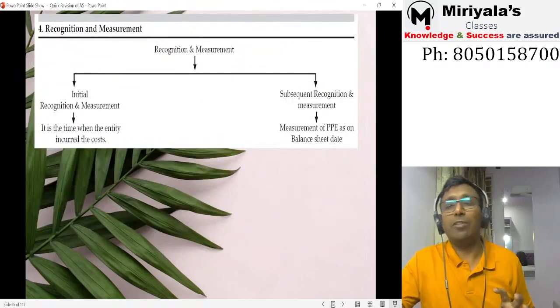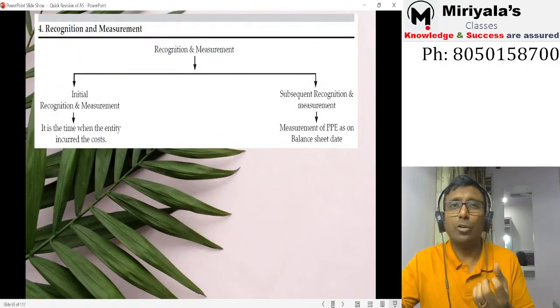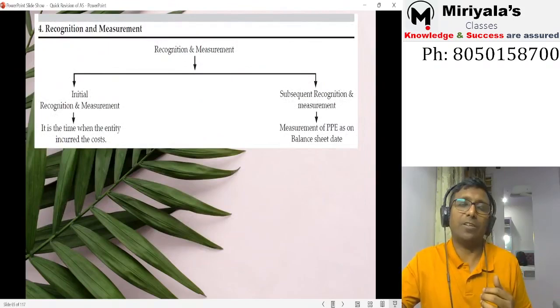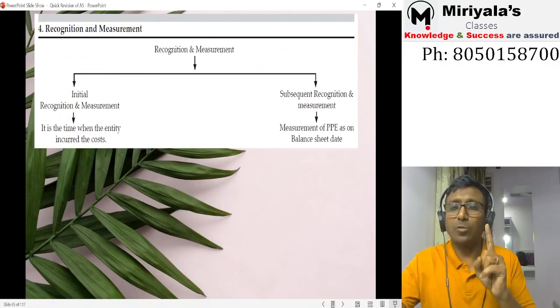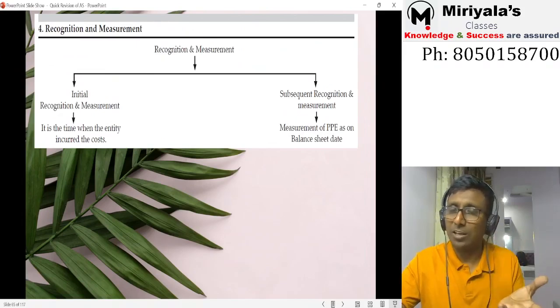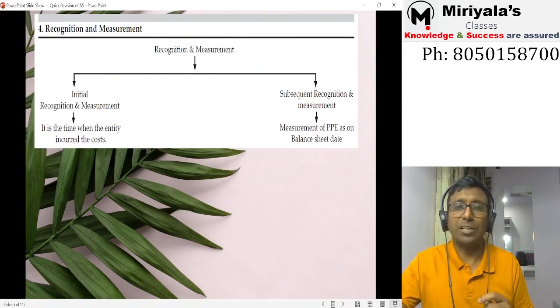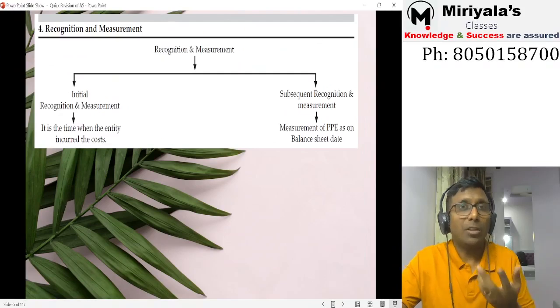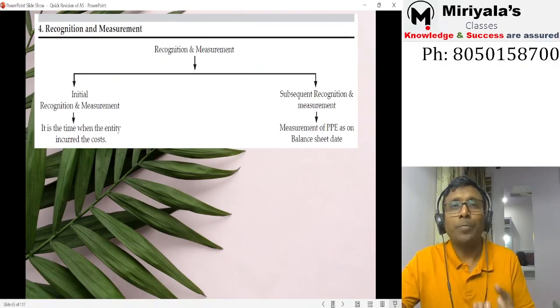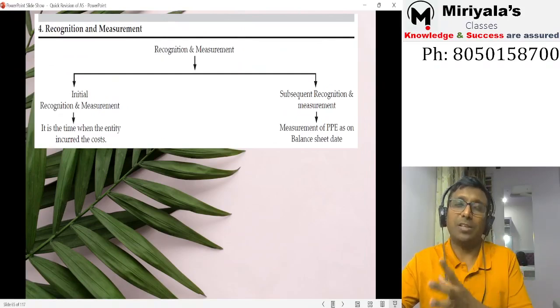Sir, PPE, when do you recognize it? Recognition basically has two conditions. First, it should satisfy the property, plant and equipment definition. Next, the two conditions of an asset, as we discussed: there should be a probable future economic benefit inflow, and it should be measured reliably.